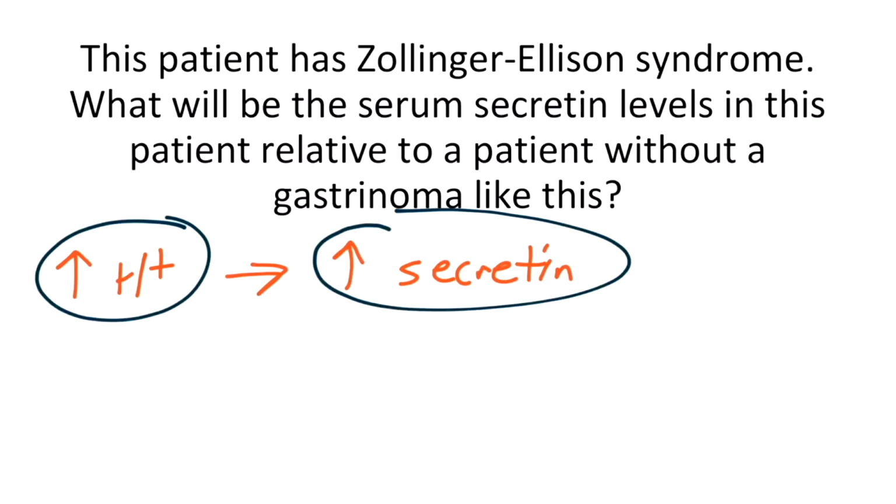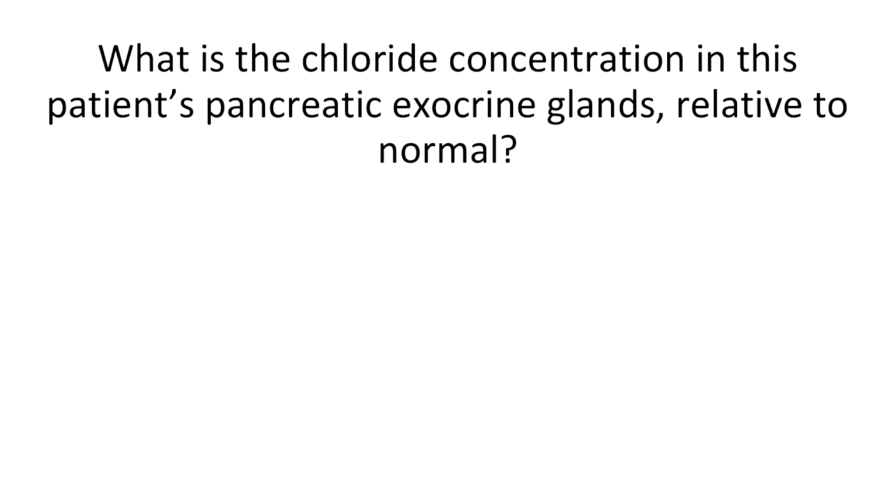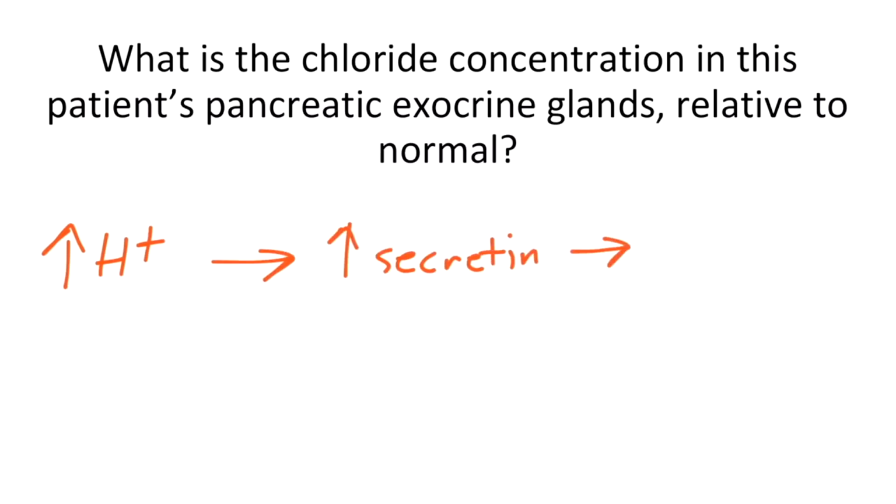In fact, in a patient with ZE syndrome, this high secretin is actually a good diagnostic tool when working up the patient. Now, if we were to extend the question even further, we could ask, what is the chloride concentration in this patient's pancreatic exocrine glands relative to normal? So we know that this patient is secreting a lot of acid, which will lead to a lot of secretin release. And recall that secretin will actually cause increased bicarb release from the pancreas.